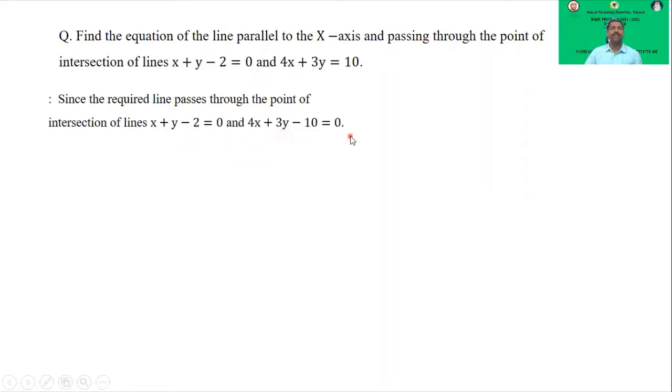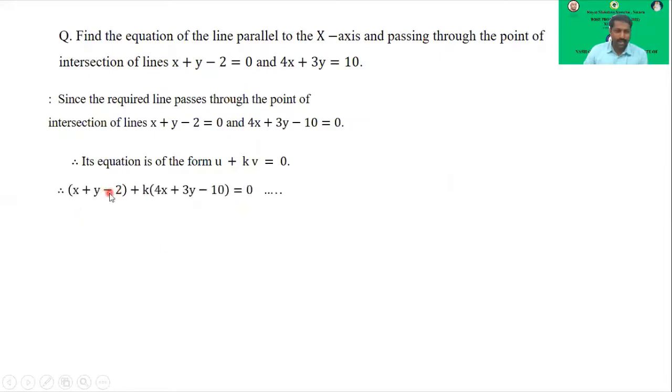Since the required line passes through the point of intersection of lines x plus y minus 2 and 4x plus 3y minus 10 is equal to 0, its equation is of the form u plus kv is equal to 0. So every line which passes through the point of intersection of these two lines has the form u plus kv is equal to 0. So u is x plus y minus 2 plus k times 4x plus 3y minus 10 is equal to 0. So here 1 plus 4k times x, 1 plus 3k times y, minus 2 minus 10k. So this is the line.